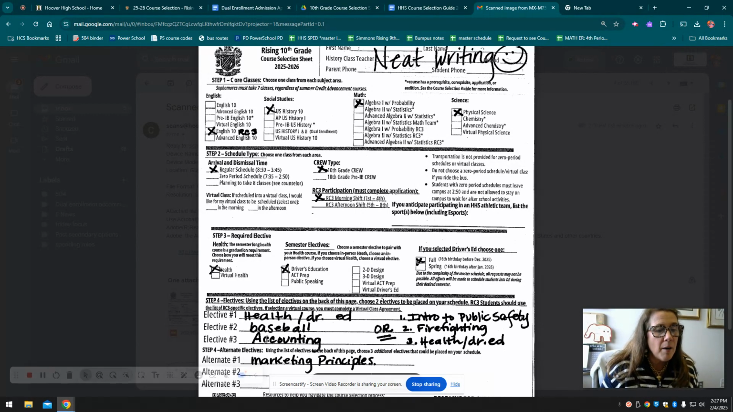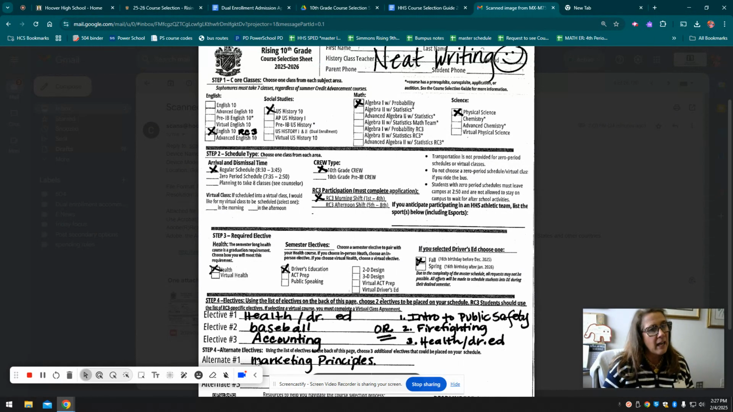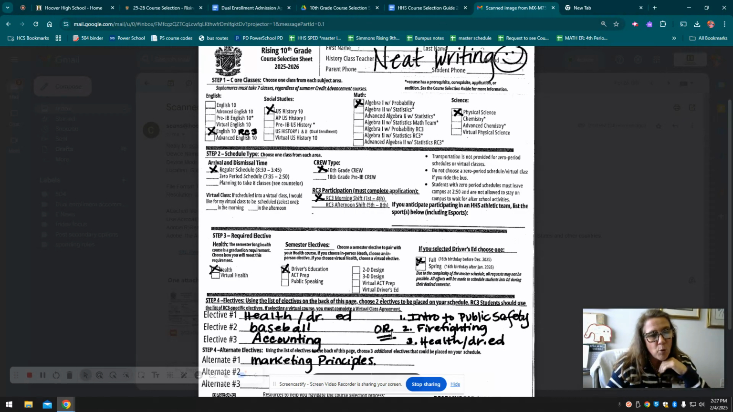Okay. Then elective 2, let's say the student plays baseball. So we're going to put baseball down. If you're in a band or a sport, and you currently are on that band or in that organization, you would list that. That's an elective that you get credit for. And then elective 3 is another elective. So this person, for the example, chose accounting. And then they chose an alternate. Maybe accounting is full, so they would be okay with marketing principles. I have another sample for you right here where it says or.